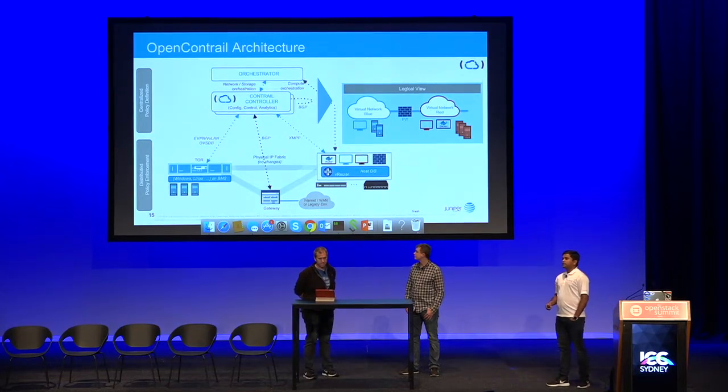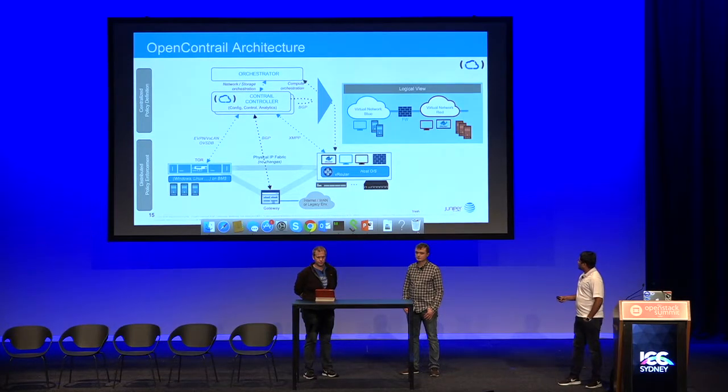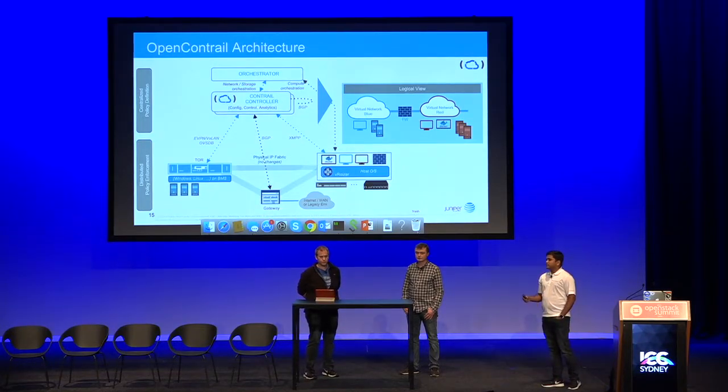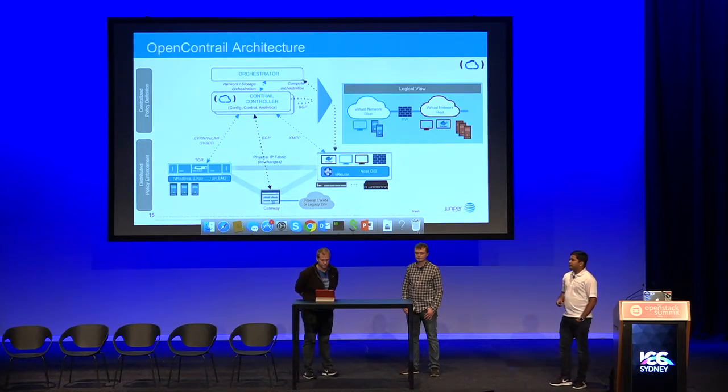But what we want to achieve out of this OpenControl architecture is nothing but a logical view, right? If you see on the right-hand slide, there is a blue virtual network, and there's a red virtual network. And we want to steer traffic from the blue virtual network to the red virtual network using some service instances. It could be anything like a virtual firewall, a virtual load balancer, or any other VNFs.